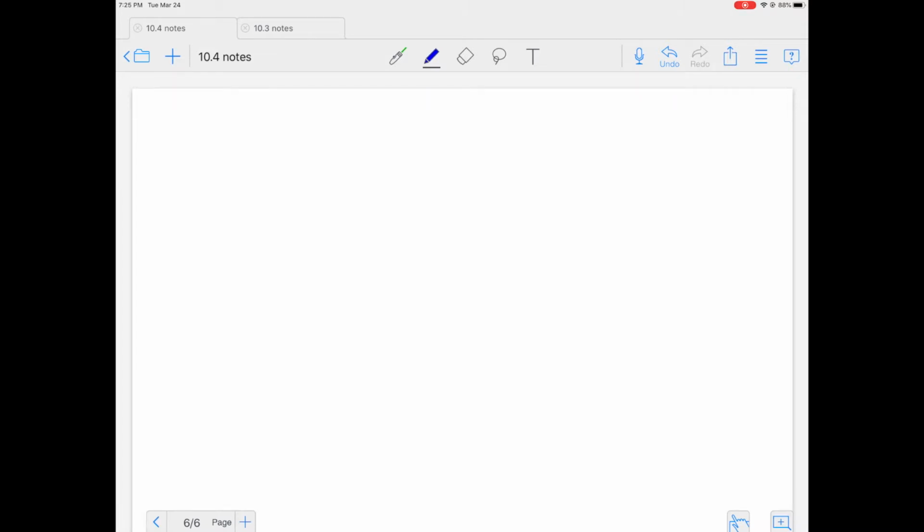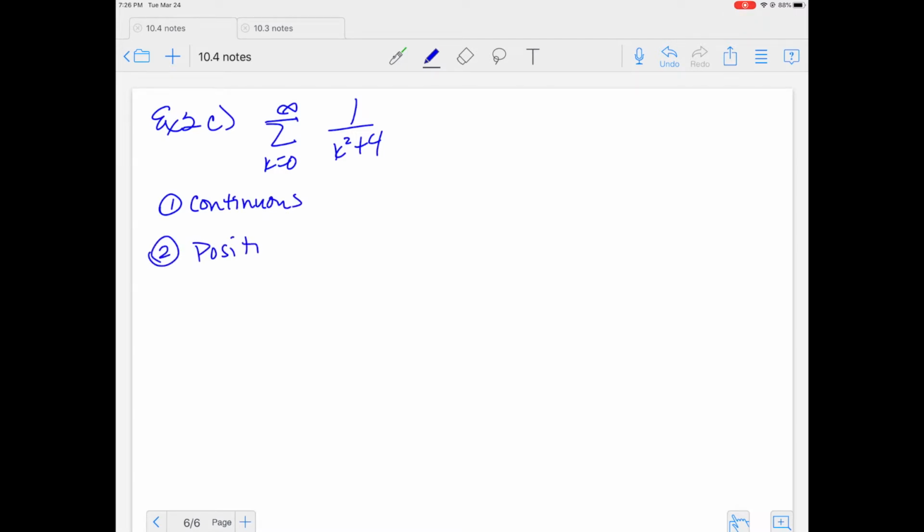Okay, last one. Here's example 2C. I would like to integrate here from 0 to infinity of 1 over k squared plus 4. Can I take this limit? The limit goes to 0, so the divergence test is inconclusive. All right. Continuous. Positive. Decreasing.